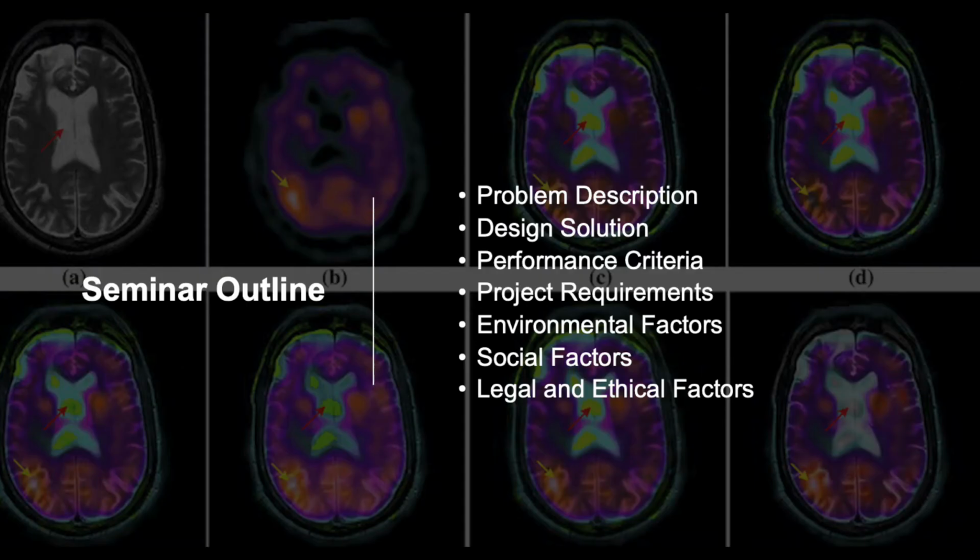In this seminar, the consideration of medical imaging fusion as an alternative to current technologies will be discussed. The problem description will detail what our design aims to solve. Next, the performance criteria will be outlined and will include information of the project system requirements. Project requirements will go into detail on both the functional and non-functional requirements of the design.